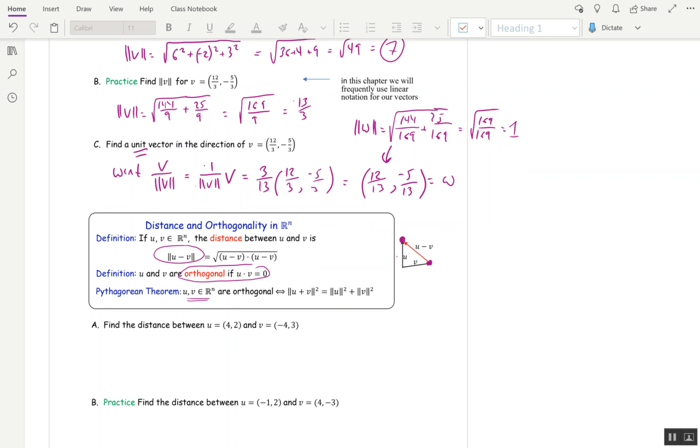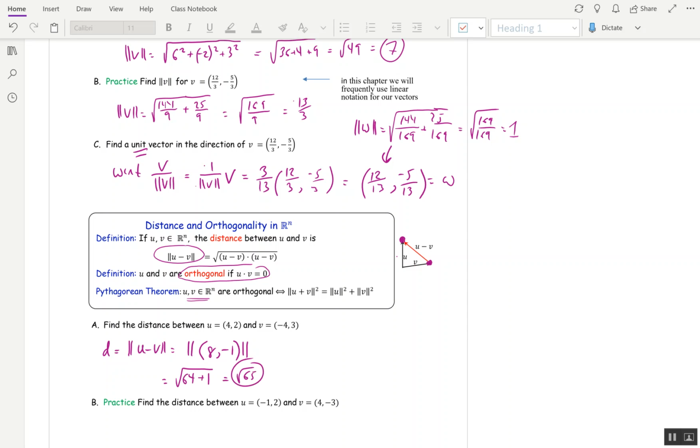Find the distance between these two vectors. So the distance is going to be the length of u minus v. Let's subtract those two vectors. 4 minus negative 4 is 8, and 2 minus 3 is negative 1. All right, so that's the square root of 64 plus 1, which is the square root of 65.